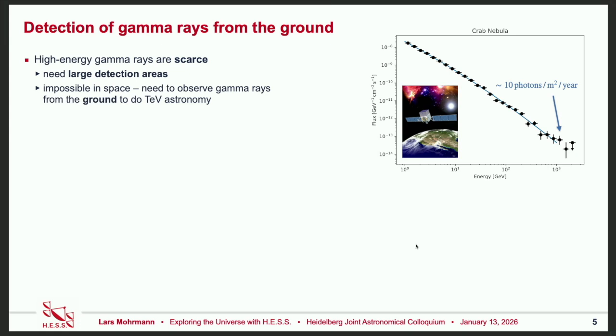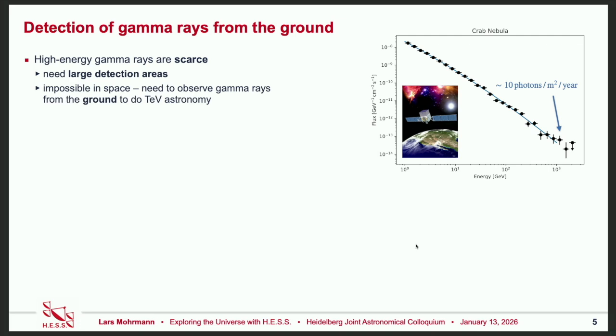Now, how do we go about detecting these gamma rays? One option would be that you go to space and put up a satellite. That's, for instance, what this Fermi-LAT satellite is doing, which measures gamma rays, but at slightly lower energies, say at giga-electron-volt energies, GeV. And the issue is that high-energy gamma rays become scarcer and scarcer as you go up in energy.